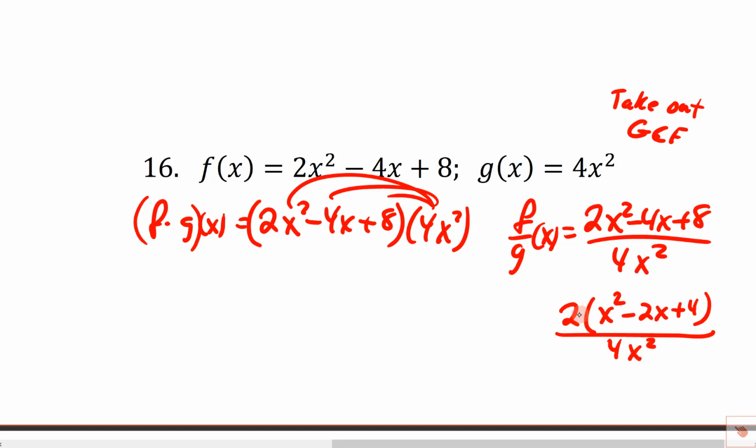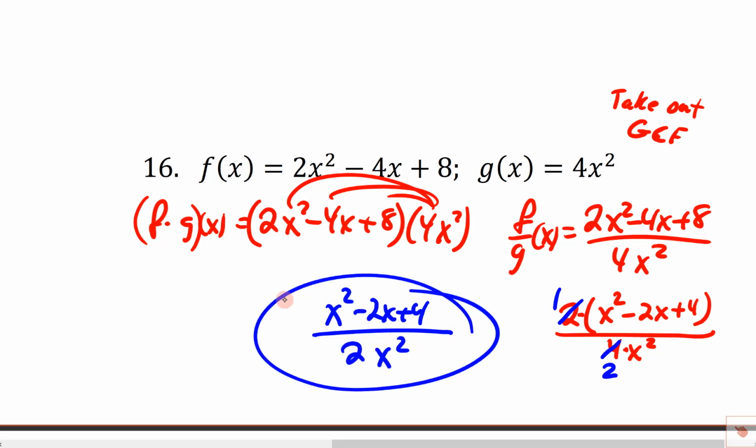Now notice that this is 2 times this stuff right here, and it's 4 times the x squared right there. I can go ahead and cancel those coefficients here. So 2 goes in here once, 2 goes in here twice. So this would be the simplified answer for this particular one. We're going to have the x squared minus 2x plus 4 on the top, and then we're just going to have a 2x squared on the bottom.